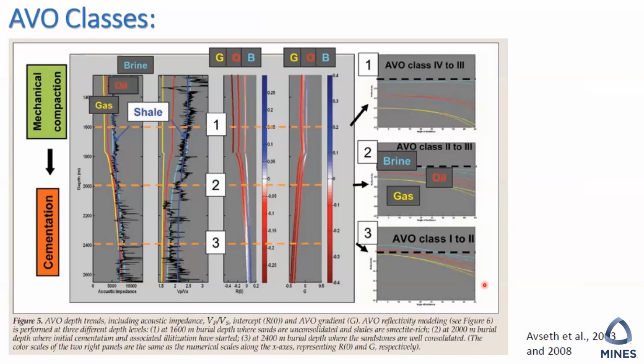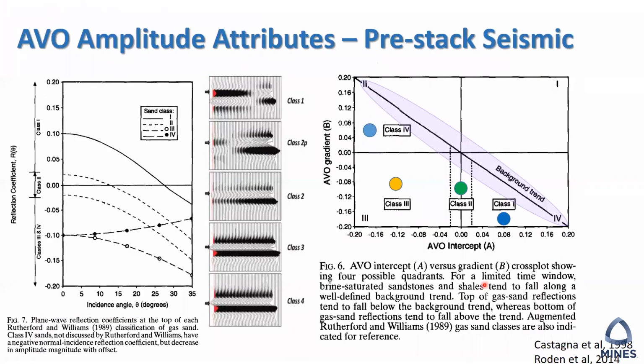And this is what we do in the industry. So if we look at this plot, like we said, class 1 is over here, class 2, class 3 and 4 AVO. This is synthetic seismic data generated for those different classes over here. So for example, in class 3, you have a negative reflection coefficient. So this is going to be negative with offset.